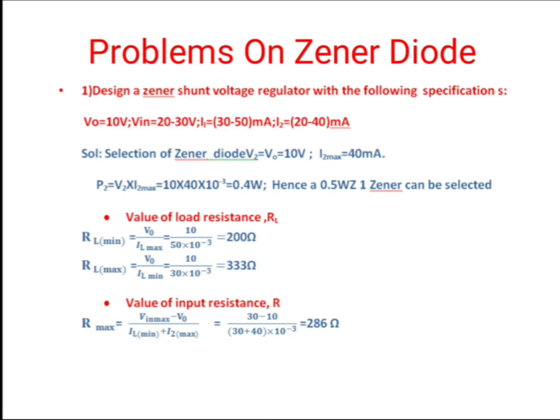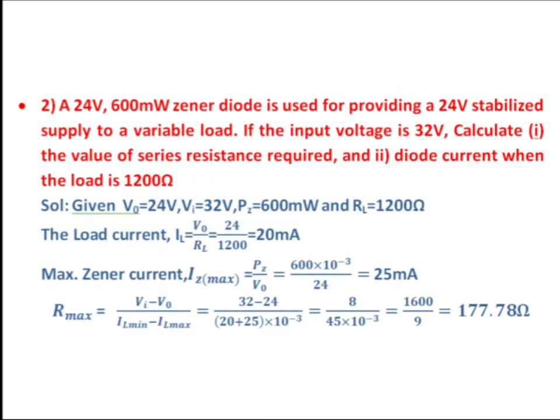I'll send the description. Now the second problem: a 24 volt, 600 milliwatt Zener diode is used for providing 24 volt stabilized supply to a variable load. If the input voltage is 32 volt, calculate the value of series resistance required, and second, the diode current when the load is 1200 ohms.